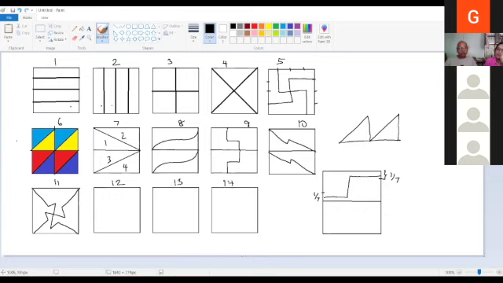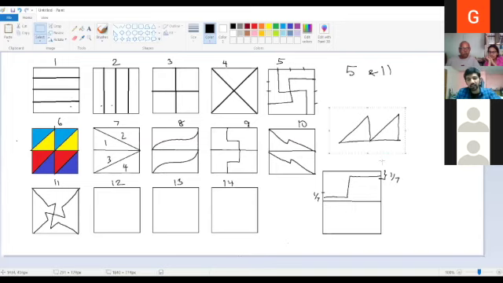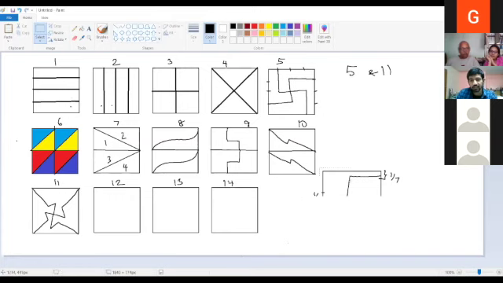So if you look at solutions 5 and 11, you can see that they are kind of similar. If you look at the solutions 5 and 11, you can see that they are using a similar property. You are trying to divide the square and you are doing it in a rotationally symmetric way.